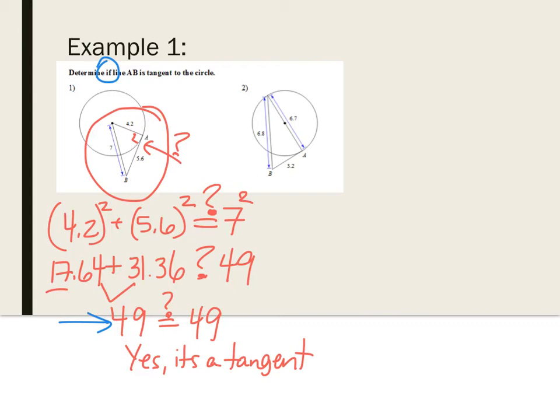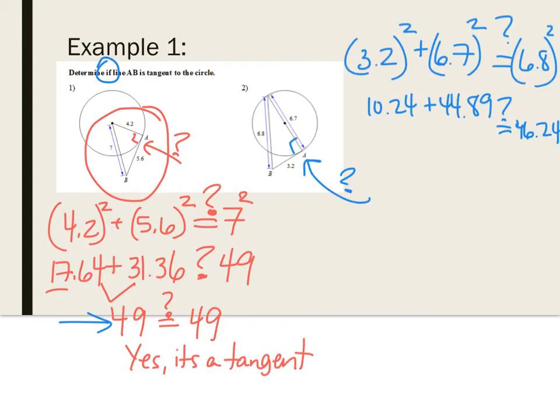Let's do the same thing in number 2. Pause it. Set up your Pythagorean theorem, pause it, and see if you get the same thing I get. Here's my Pythagorean theorem work. Again, I'm setting that up based on the fact that I'm checking to see if this will make a right angle.